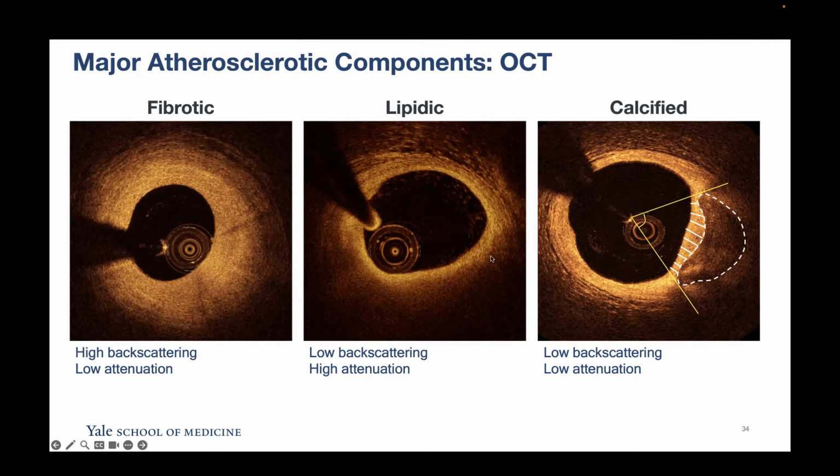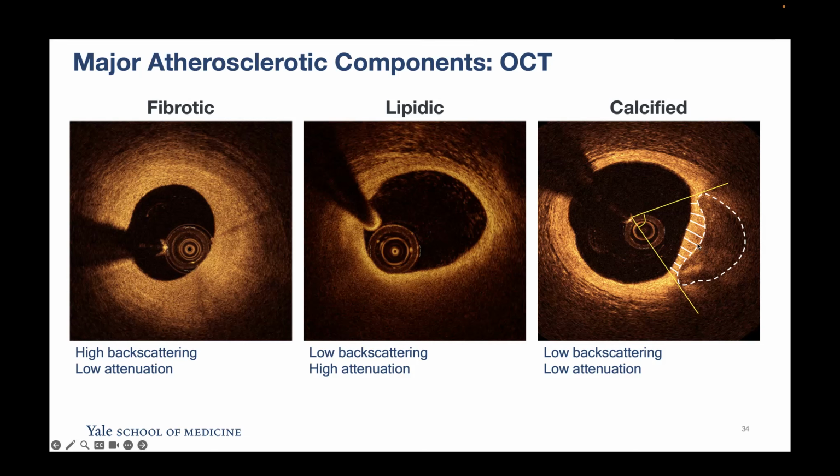Lipidic, you see that a lipid plaque is all dark. So you have low backscattering and high attenuation because we don't see much. Everything is diffuse. We don't see boundaries. We don't see anything. So the problem with lipid is the high attenuation that it generates. Of course, if the light is being all attenuated by the tissue, there's not much intensity coming back to the catheter. So this results in low backscattering.